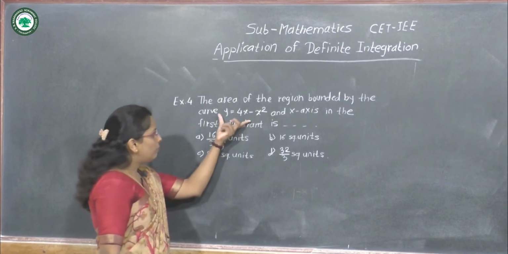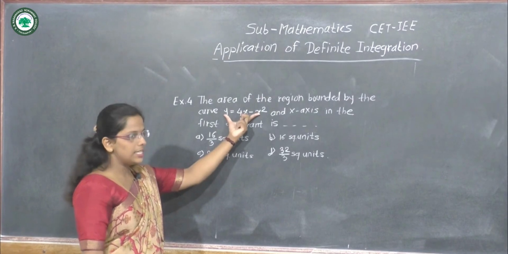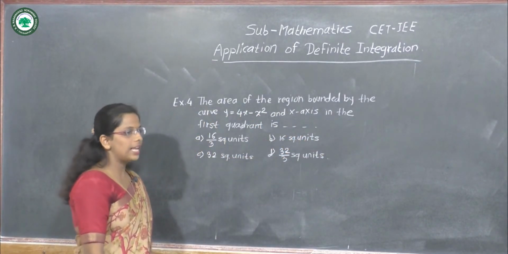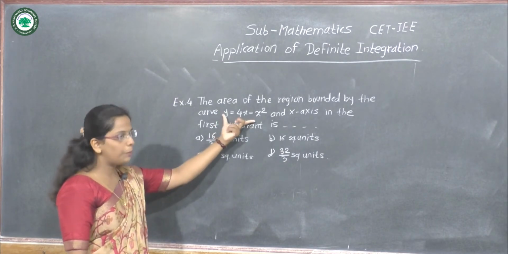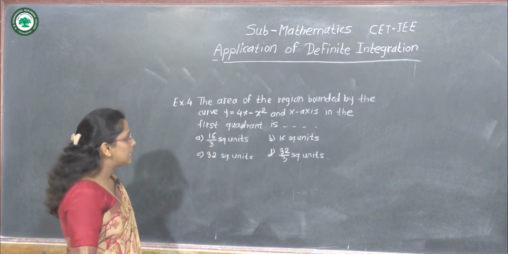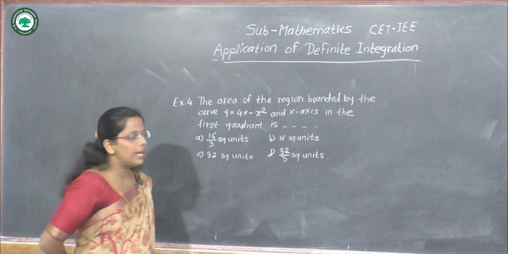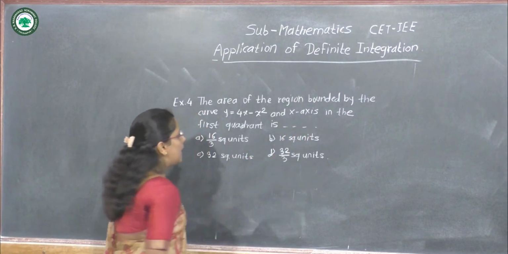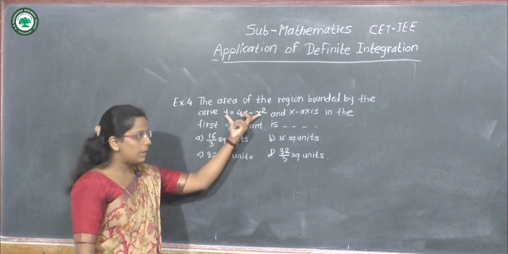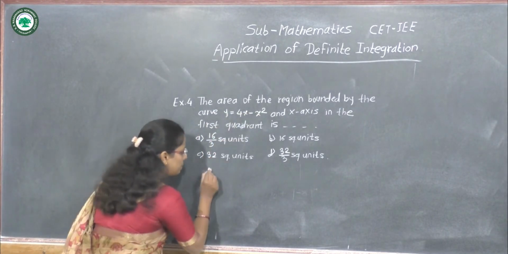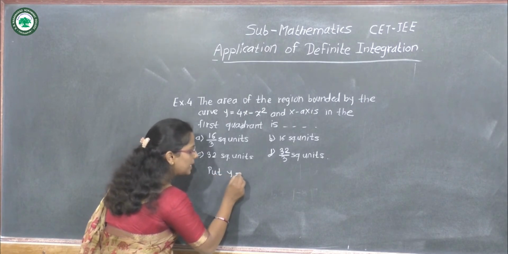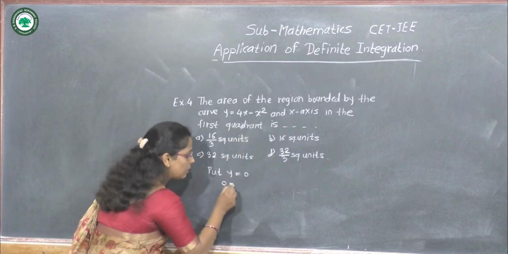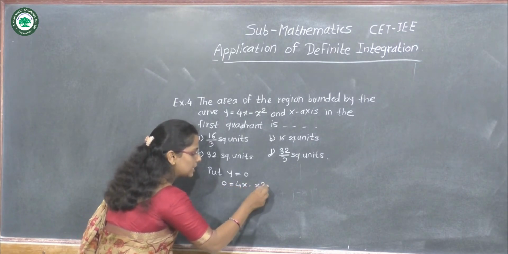Look at the curve y is equal to 4x minus x square and the x-axis. By observation we can say that there are no limiting points or lines given. That's why we have to find the value of x or y. This is under the x-axis as well as y is equal to f of x. That's why put y is equal to 0. The equation becomes 0 is equal to 4x minus x square.